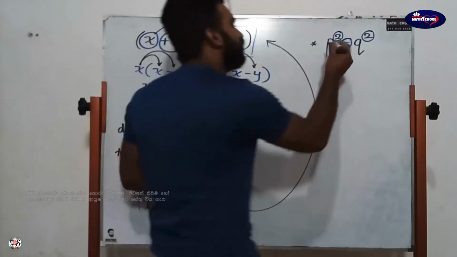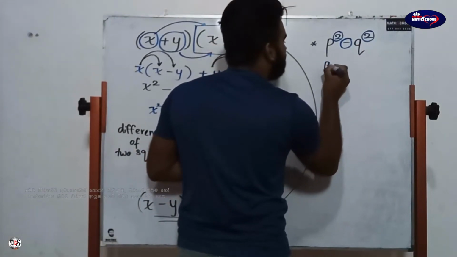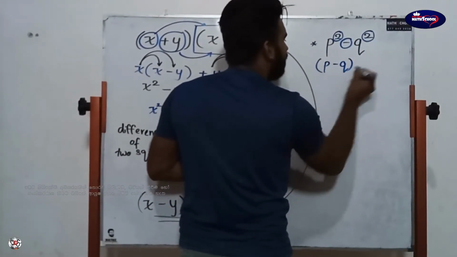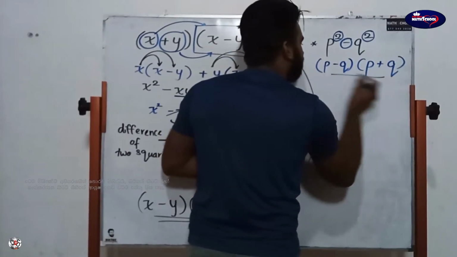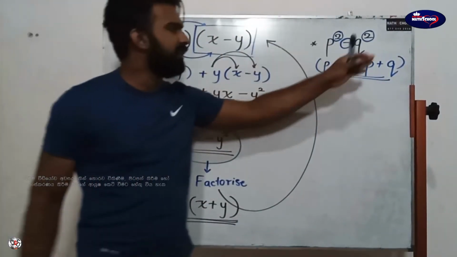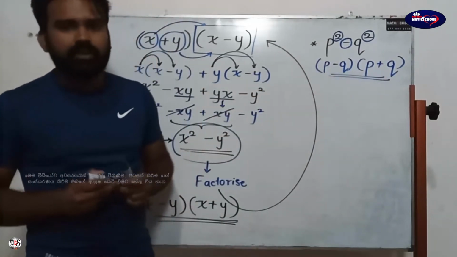So remove all these things and just write down this as p minus q. And the other factor, this minus symbol, write it as plus, so it will be p plus q. So the factorizing part is very easy, it is finished. That's all that you should do.